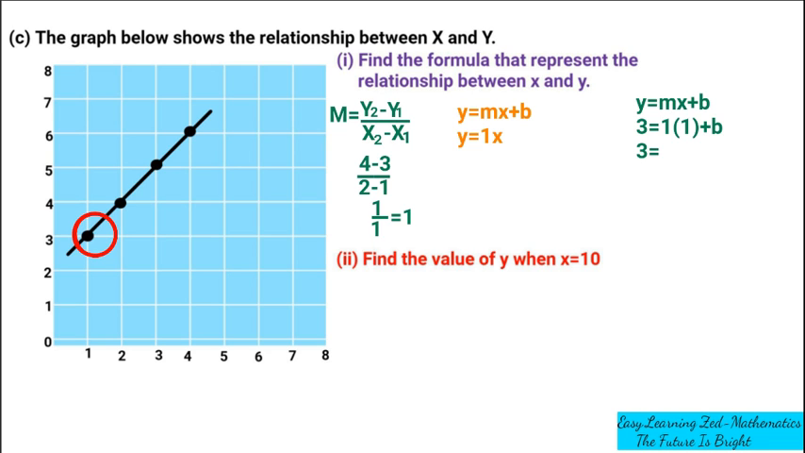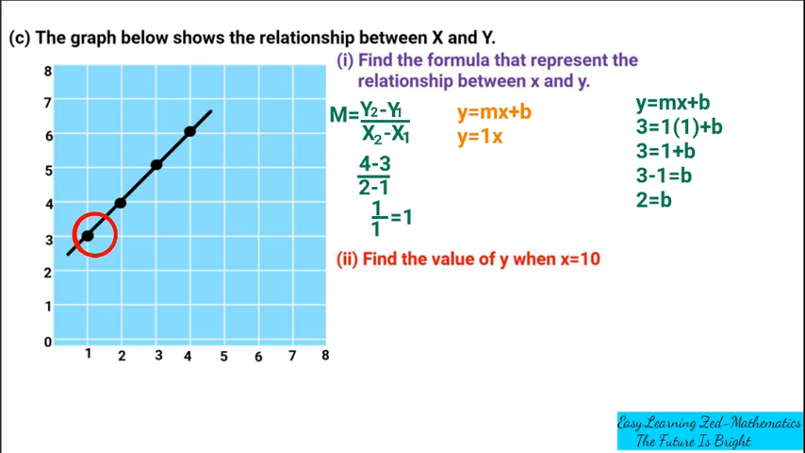Then I'm going to put like terms together. I'm going to write 3, then 1 will cross the equal sign and come this side, so it's going to be minus 1, is equal to b. Because that's a positive b, it's just going to be b. Then I'm going to find the difference of 3 and 1, which is 2. Then 2 is equal to b. So the value of b in that graph is 2.